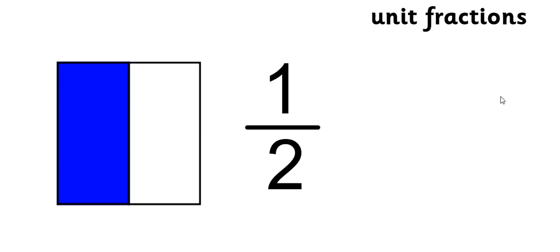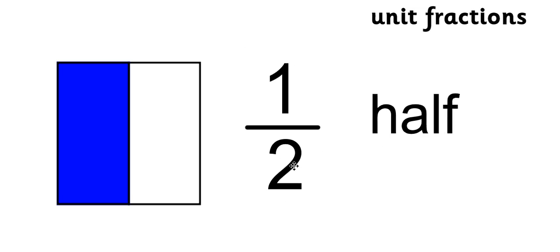You have wowed me by recognizing half, and I've put another example of half here. We can see the shape that I've split into two equal parts, and I've coloured one of them in. That's where we get these numbers from. This is how we write half numerically. If we were writing it in words, it would look like this. But we're writing it numerically today.